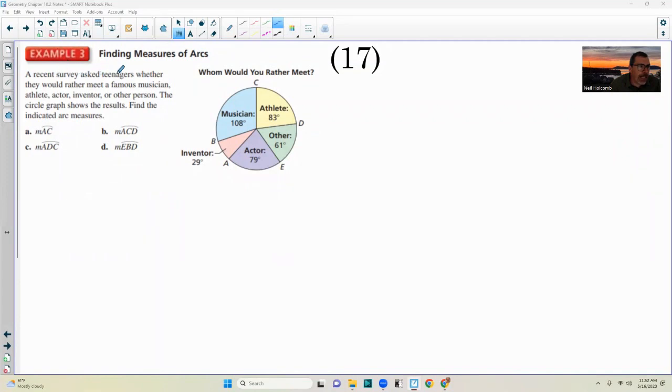A recent survey asked teenagers whether they would rather meet a famous musician, athlete, actor, inventor, or other person. The circle graph shows the results. Find the indicated arc measures. So these were the totals, and when they calculated the sum of all the parts and put that over 360, you can find a ratio that gives the angle measures of the pieces of the pie, if you will. They just didn't show the behind the scenes stuff.